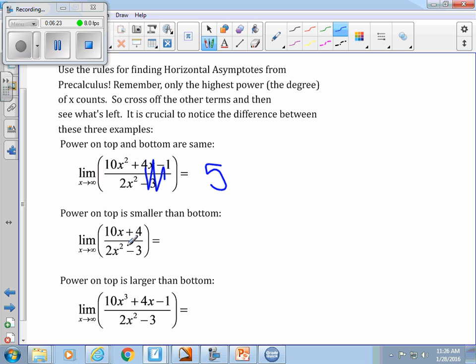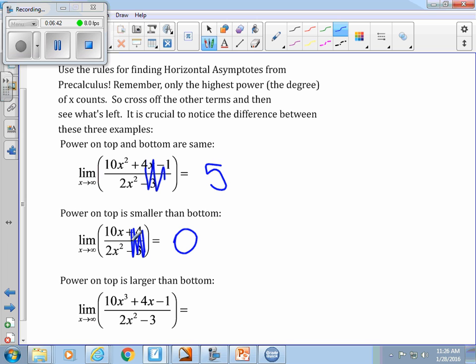As x gets really big on this one, those don't matter. The bottom's bigger. I divide by really big numbers, and I get 0. Now, something to mental note that is not always, some of you just know, and then others of you might not.